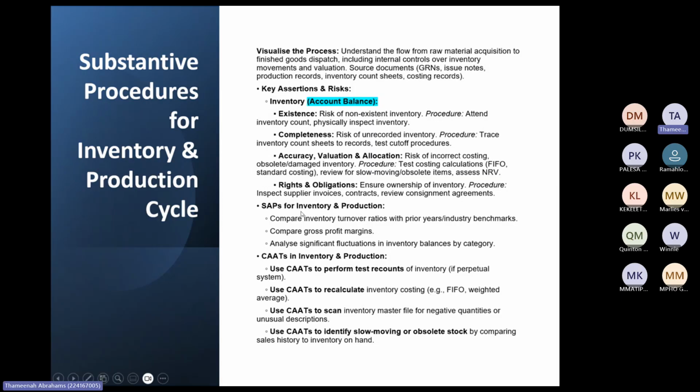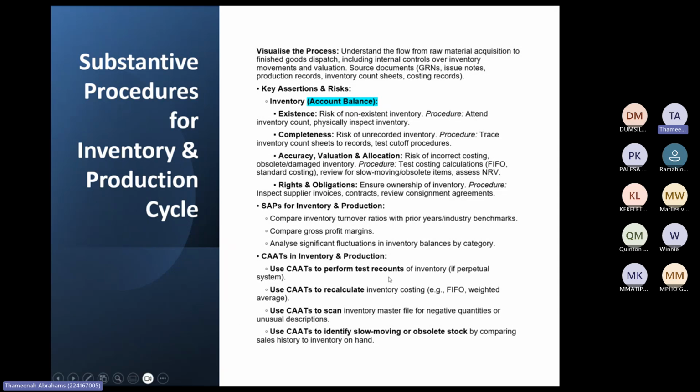Then here, analytical procedures for inventory is usually inventory turnover ratios with prior years. You look at industry benchmarks. You look at gross profit margins as well, and fluctuations between inventory balances and categories and so forth. For example, if a client has different inventory that they manufacture, maybe 3 different products, but maybe one of their products is the best seller, so if you see their best inventory product is abnormal, you'll question it and so forth.